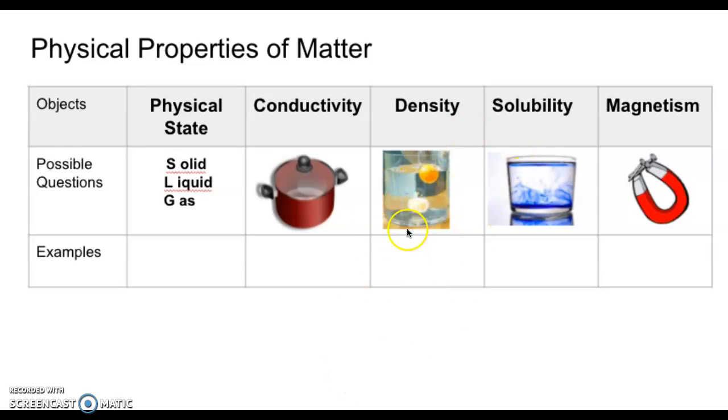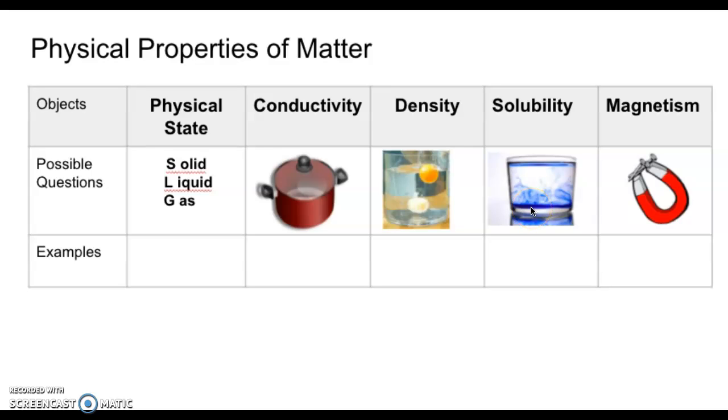And now look at this example. We have a container with water and we have two objects, two oranges. One has a peel and the other one has no peel. What can you tell me about the densities? Do they have the same density or do you think they have different densities? Then we also have another physical property, one of my favorites, which is solubility.